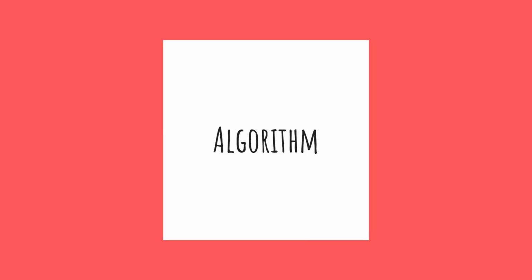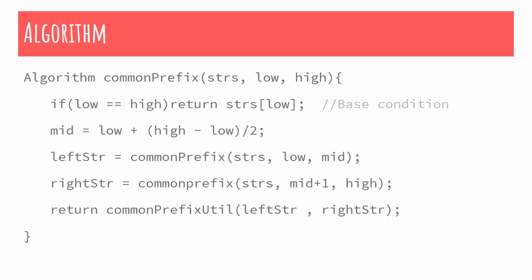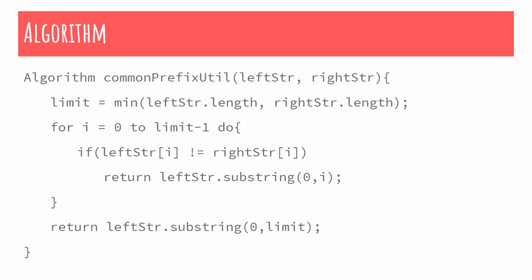Moving on to the algorithm, as the name suggests, we'll first divide the given problem into sub-problems. This operation is performed using a recursive function call. We'll define a base condition since we are making a recursive call. Then we'll generate sub-problems and solve them. The function common prefix util iterates through the length of the shortest string and checks for the common prefix.